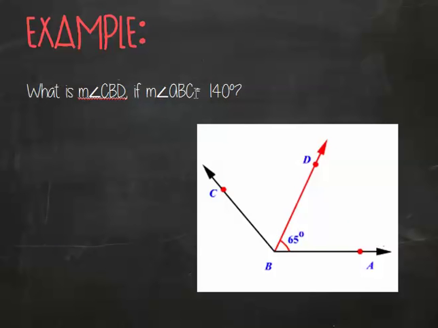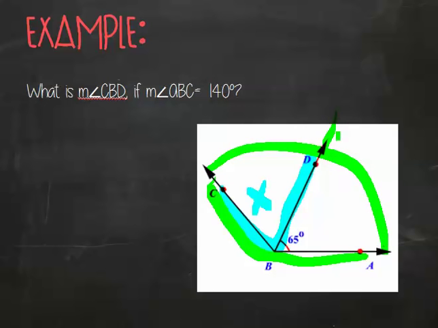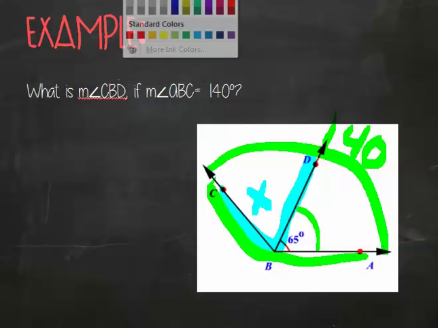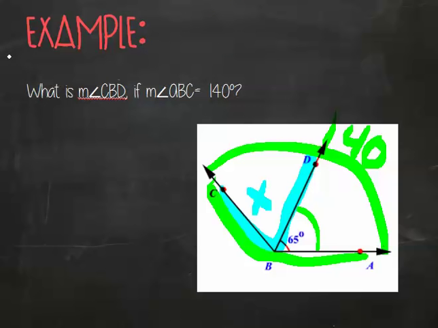Okay, so let's see. This one's going to be a little bit different. It says, what is the measure of angle CBD? So let's go ahead and highlight CBD, because we know this is the one we're looking for right here. Then it says, if the measure of ABC is 140. Okay, so ABC is right here. This whole angle is 140. And we know that this section is 65. So we're going to kind of work backwards, but I'm going to go ahead and set it up as an equation for you so that you can see exactly how we're using this angle addition postulate.